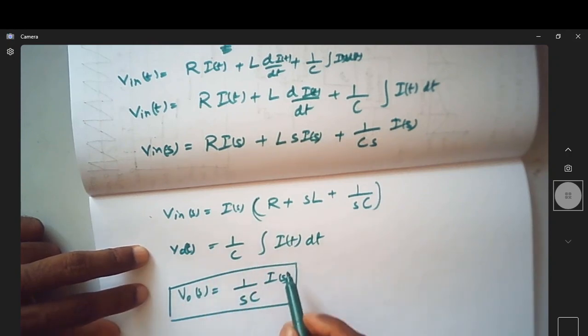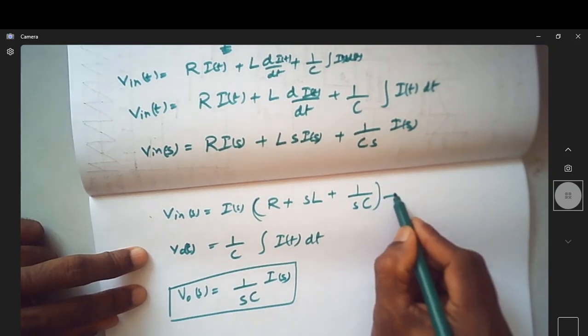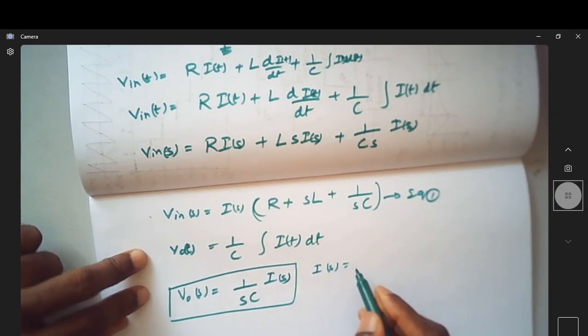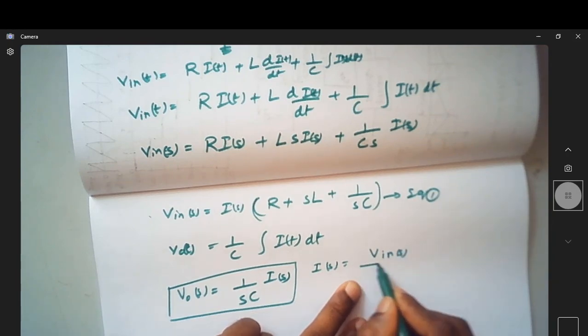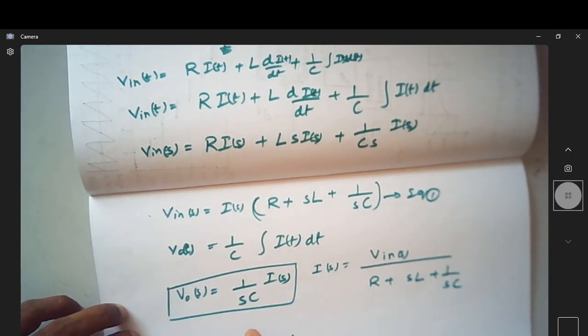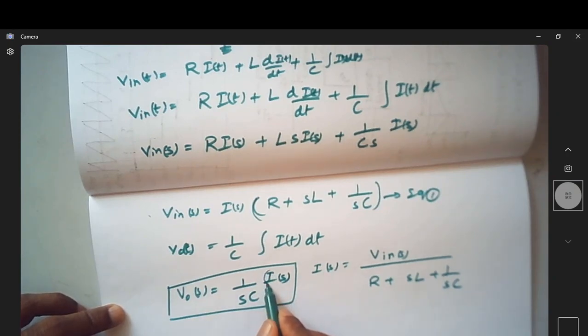Then what is the expression for I of S? From equation 1, I of S is equal to V in of S divided by R plus S L plus 1 over S C. Now I can substitute the value of I of S in this equation, so that V naught of S is equal to 1 over S C multiplied by V in of S divided by R plus S L plus 1 over S C.